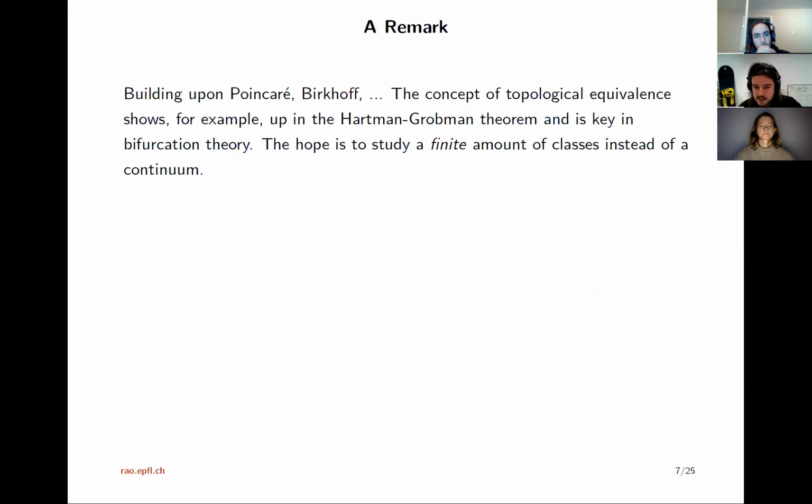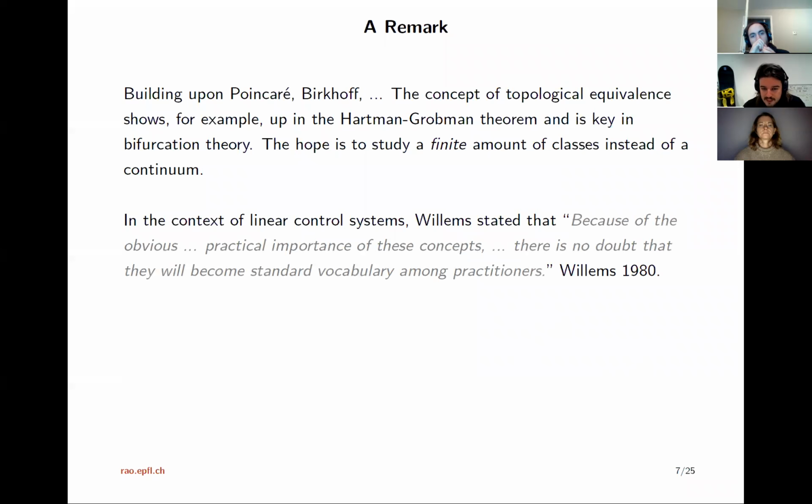And of course, this is the key tool in bifurcation theory as well. And in fact, one of the founding fathers, I should say, of perhaps the Dutch school of control theory, Jan Willem, said that these kinds of tools, also in the control context, he thought were so important that there's no doubt that they will become standard amongst all the practitioners. Now, I did control theory even in the Netherlands, and I can tell you this is not the case at all. It did not show up anywhere. So is this really true?